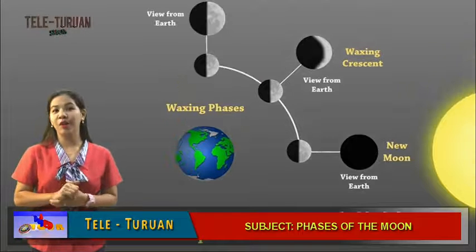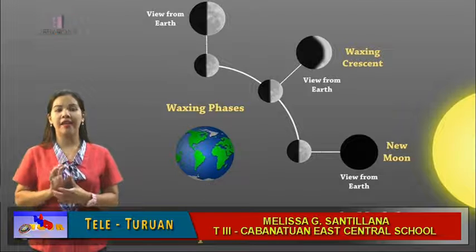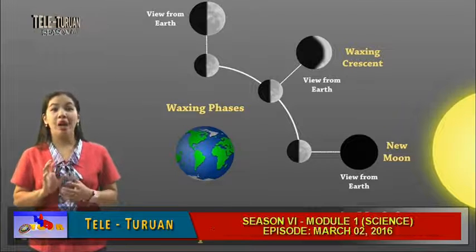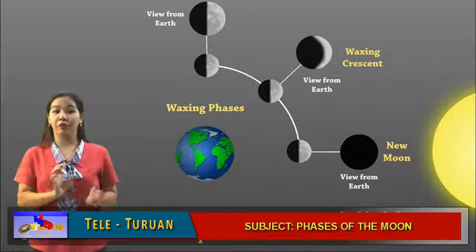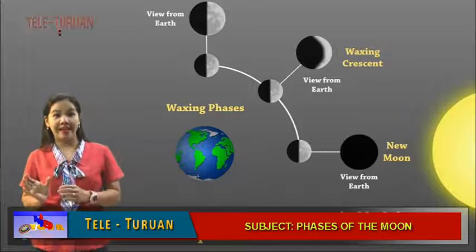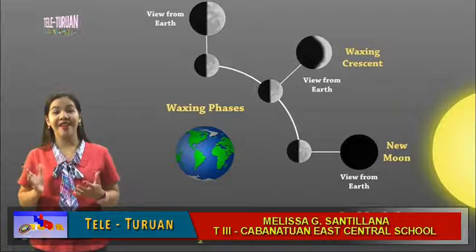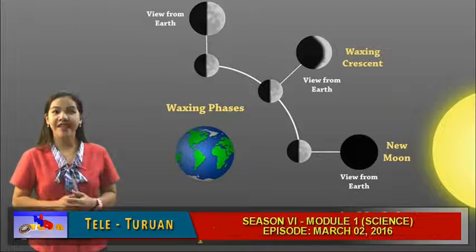The first quarter moon. The right half of the moon appears lighted and the left side of the moon appears dark. During the time between the new moon and the first quarter moon, the part of the moon that appears lighted gets larger and larger every day and will continue to grow until the full moon.